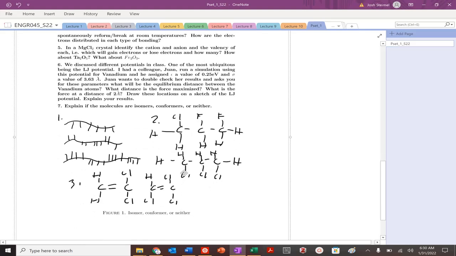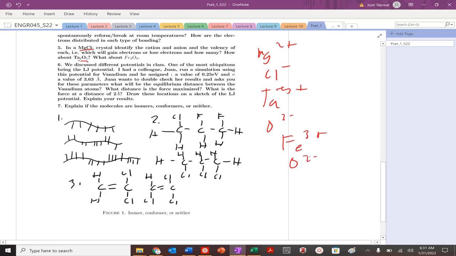Great. MgCl2: Mg is our cation, 2 plus, Cl is minus 1. So again, Cl will gain an electron, Mg will lose 2 electrons. Ta2O5: Ta is 5 plus, O is 2 minus. O is always 2 minus. So we have 5 oxygens, so 5 times 2 is minus 10, and then I need 2 Tas because that's plus 5. And Fe2O3: Fe is 3 plus, O is 2 minus. Same thing, 2 minus times 3 is minus 6, 3 plus times 2 is plus 6.